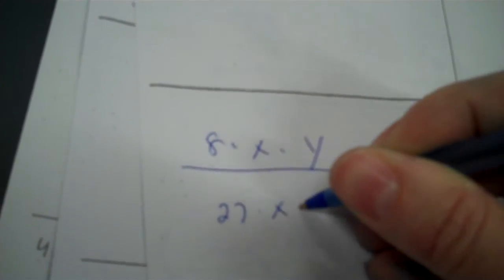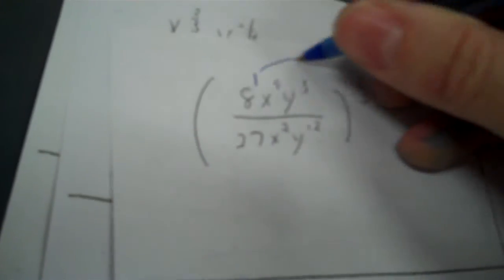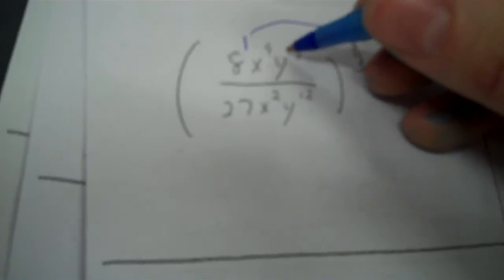And then the last one we're going to go over. We got 8 times x times y, and then 27 times x times y. Or no, don't put that down there, okay? So 1 times 2/3 is 2/3. x, we got two of them. We got 9 times 2/3 on top. That's going to be 6.